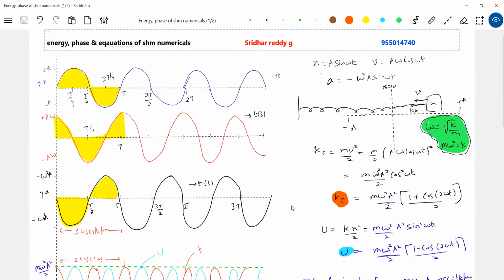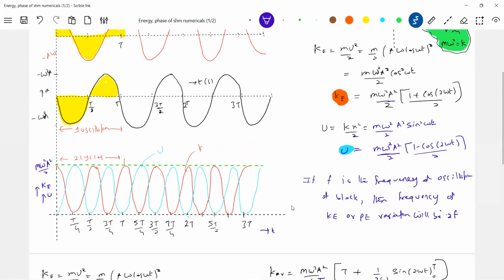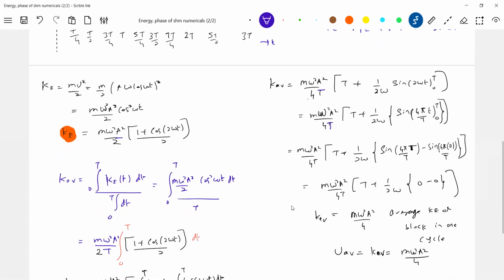A student must know that, okay, I'm just studying this spring block system only. In that, it is asking about the average potential energy or average kinetic energy of the block in one cycle. Or potential energy also. Don't say block; the block will not have potential energy. It is the elastic potential energy stored in the spring. The average potential energy stored in the spring in one cycle will again be equal to this same particular value.